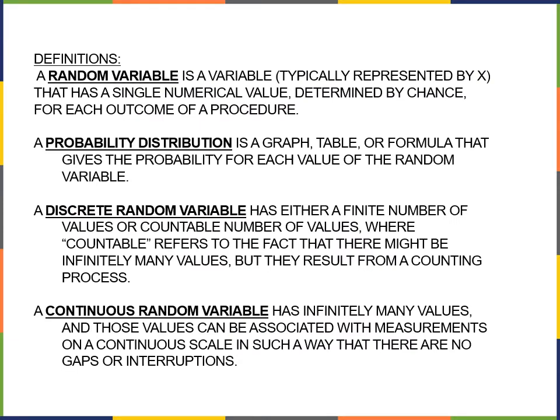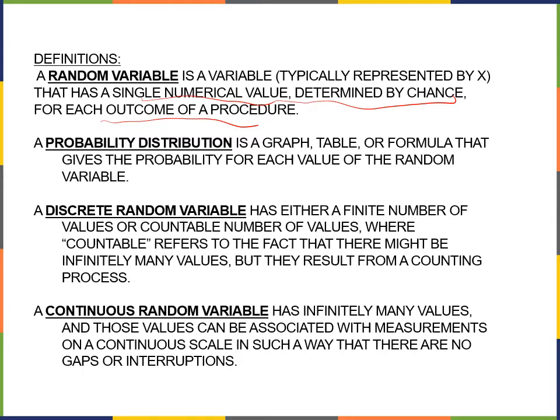First, random variable. What is a random variable? A random variable, typically represented by, say, x, has a single numerical value determined by chance for each outcome of the procedure. Okay? So, again, a single numerical value determined by chance, for each outcome of the procedure. So, probability will be involved here.